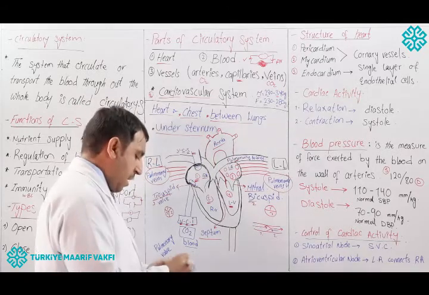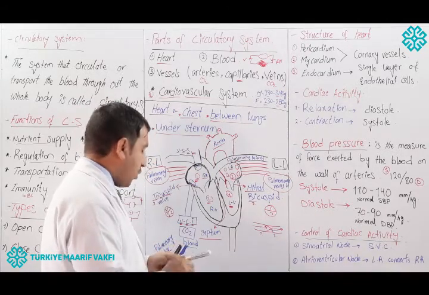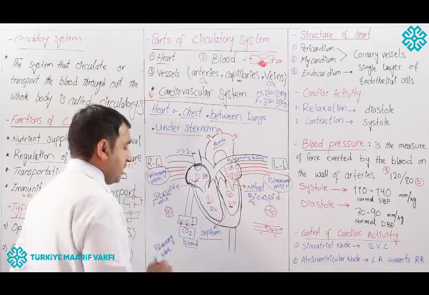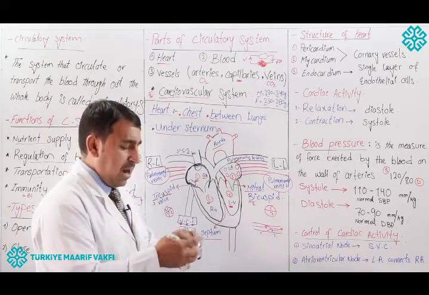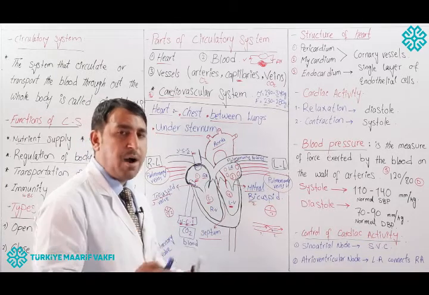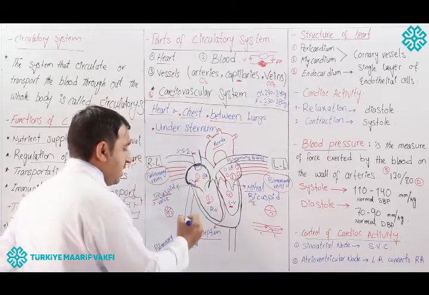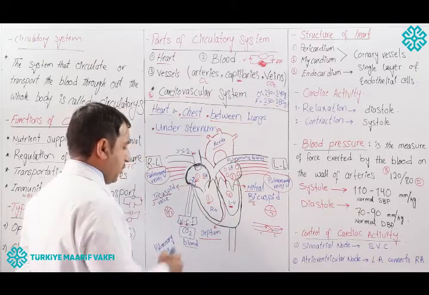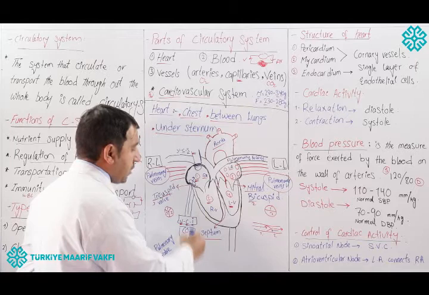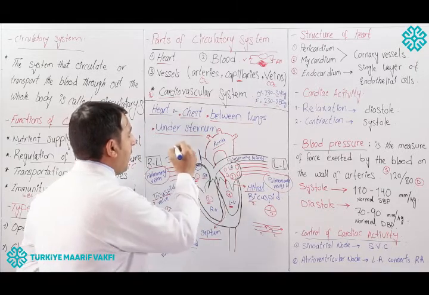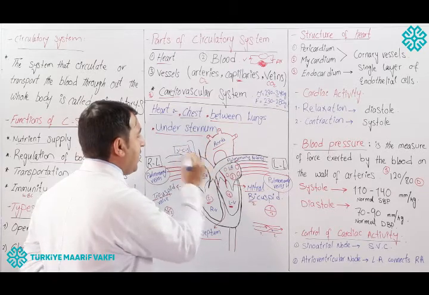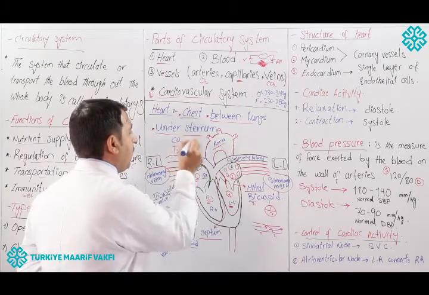What is happening in our heart and how does it work? Blood, which type of blood? Deoxygenated blood. Deoxygenated blood is collected from all parts of the body. After that, this blood comes to the right atrium from the lower parts of the body, and from our upper parts of the body, the vena cava superior collects the deoxygenated blood. Which type of blood?